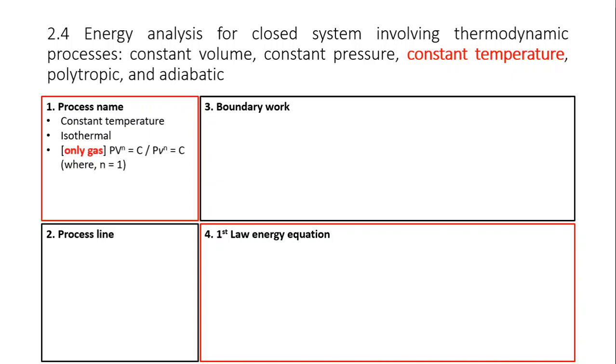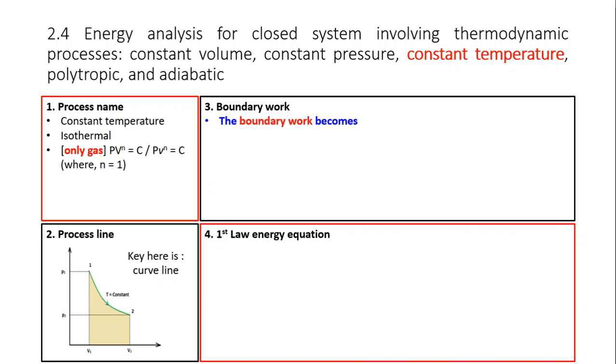Just to remind that for gases, the name in terms of PV^n = C, n here is equal to 1. The line for this process is a curved line as shown in the figure given. However, this process line is only used for ideal gases.